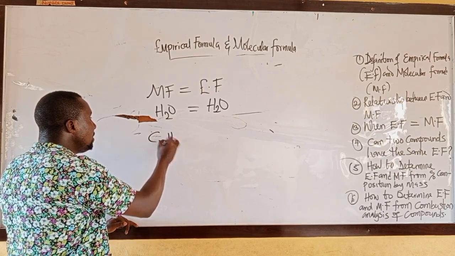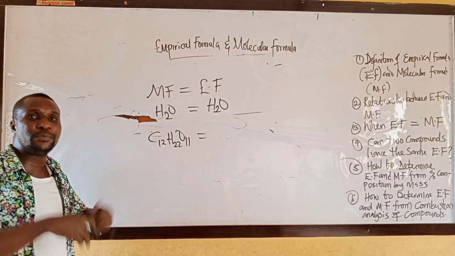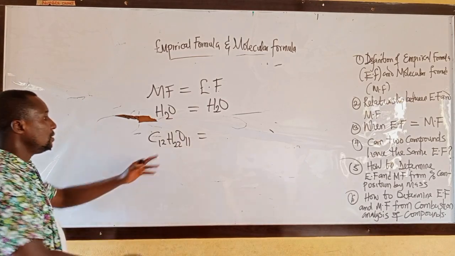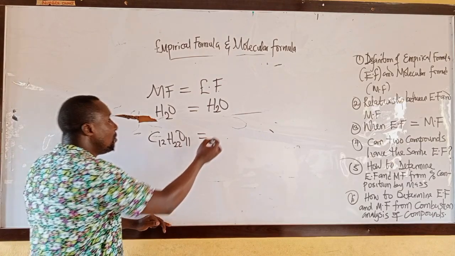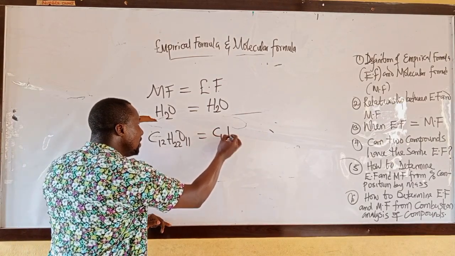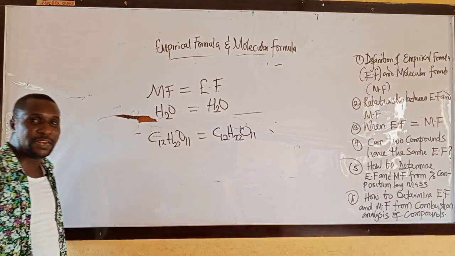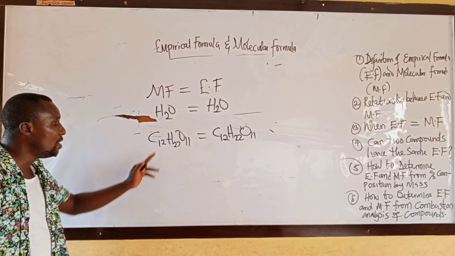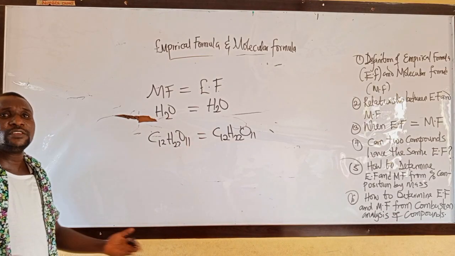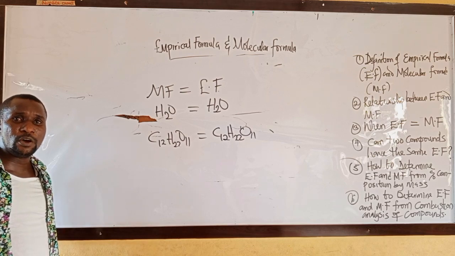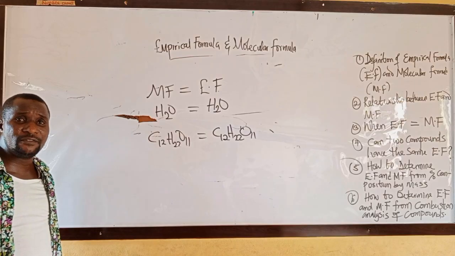When you have C12, H22, O11, this one cannot be simplified any further. This is the molecular formula of sucrose. Therefore, the empirical formula is also C12, H22, O11. It cannot be simplified any further. They don't have anything in common. Carbon, hydrogen, oxygen: the three of them don't have any number in common. The only number they have in common is 1.